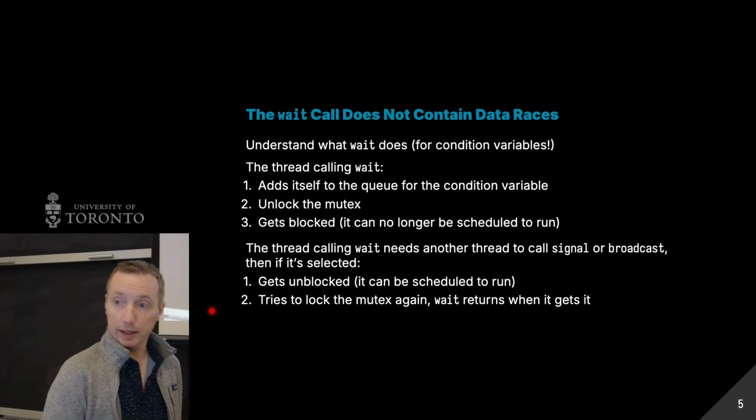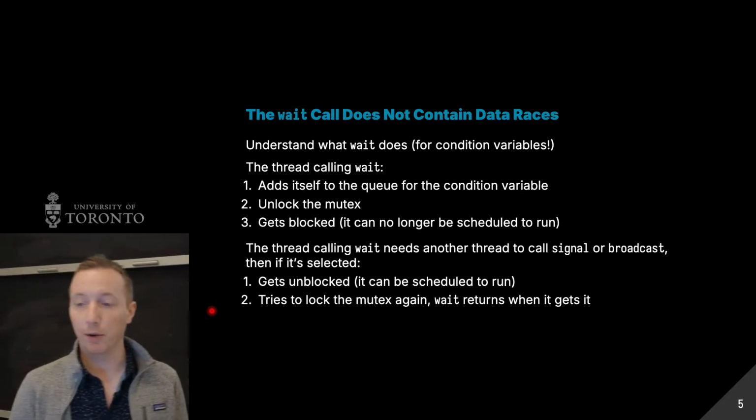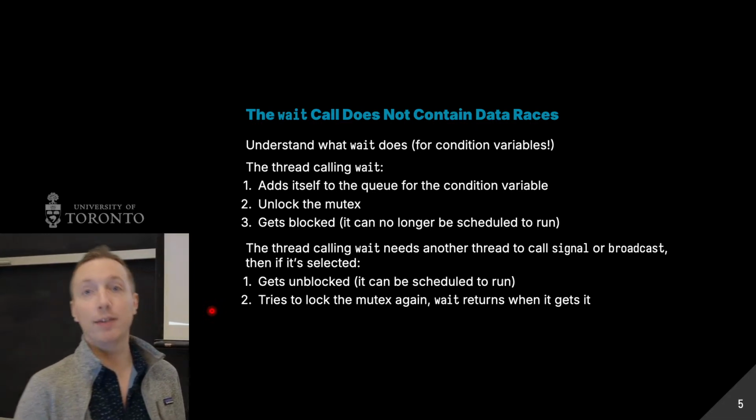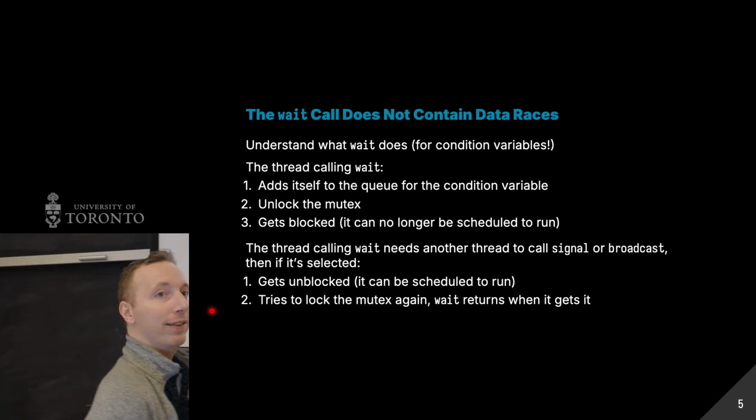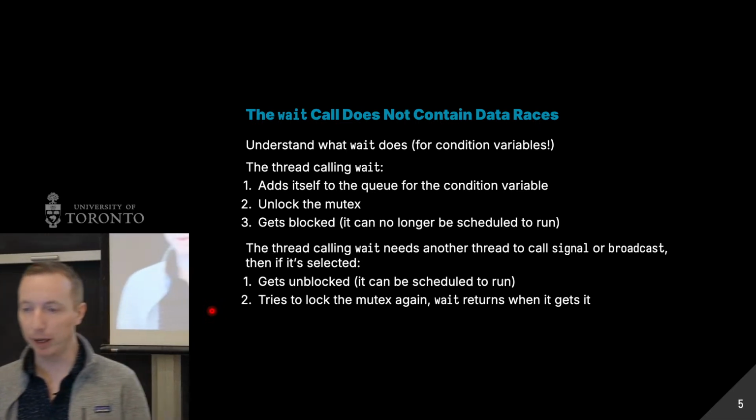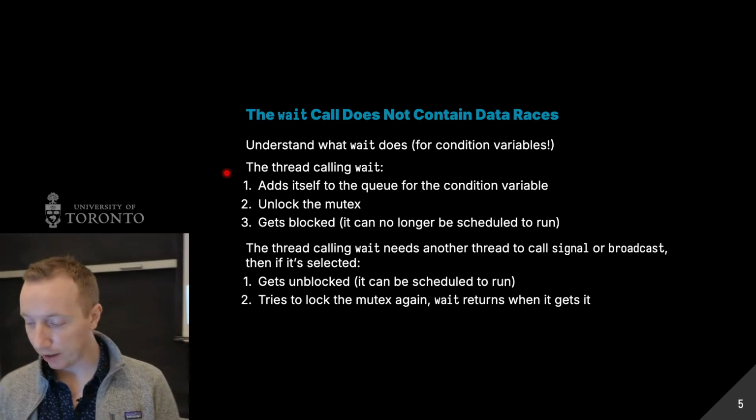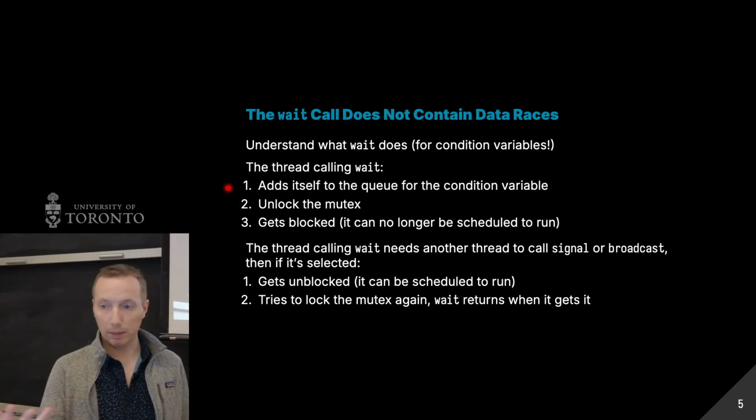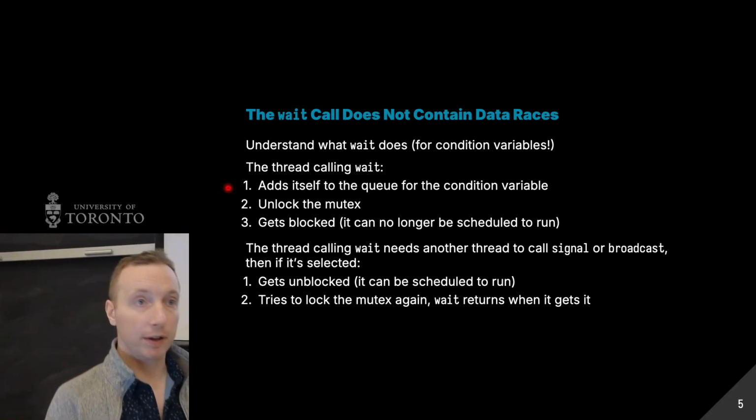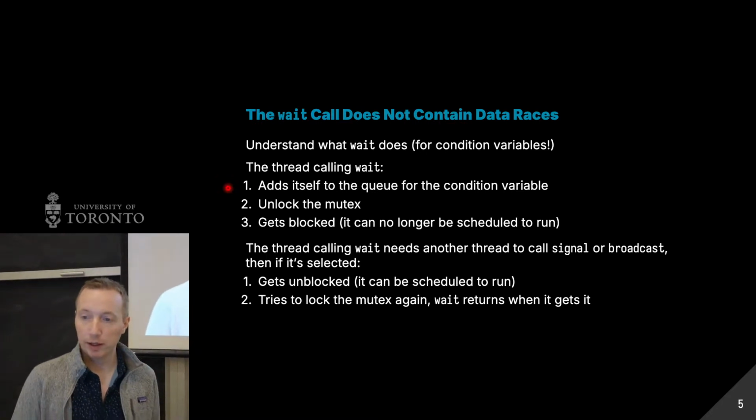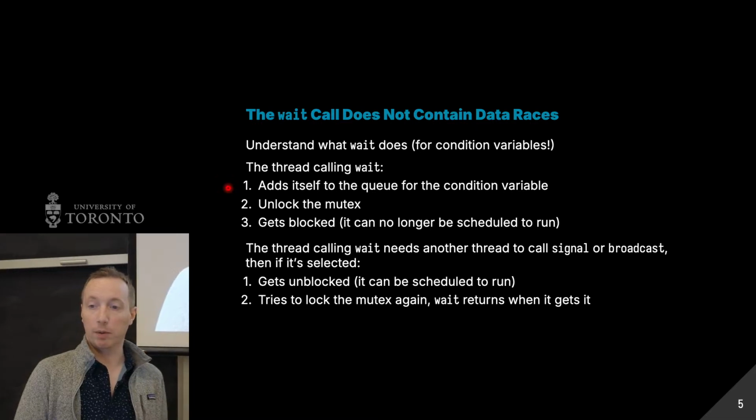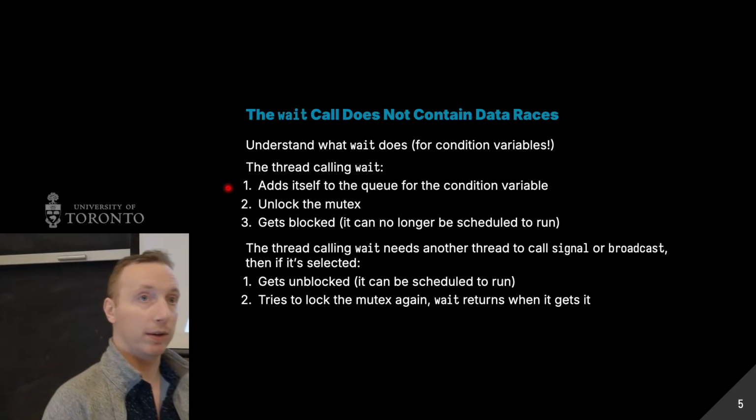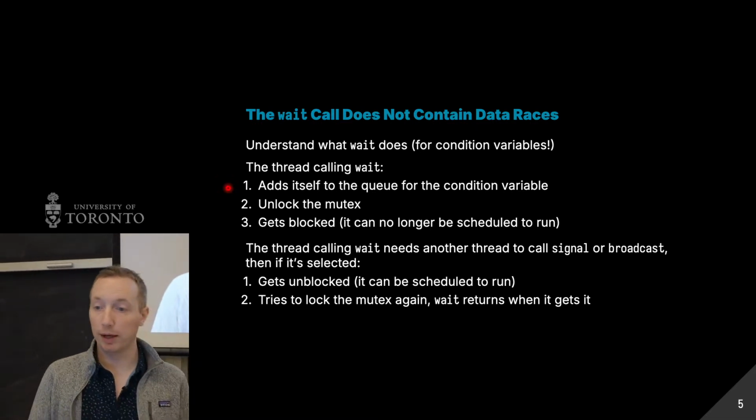So again, wait does not have any data races, so you should understand what wait does. This is not the system call wait. This is the condition variable wait. So the thread that calls wait will go through 3 steps, all atomically. It will add itself to the queue for that condition variable. It will unlock the mutex, and then it will block itself so it can no longer be scheduled to run until something wakes it up.